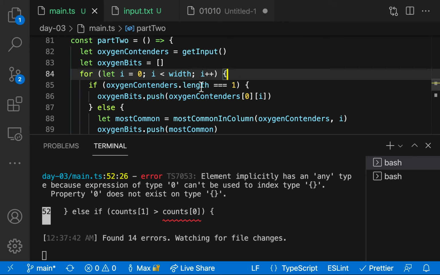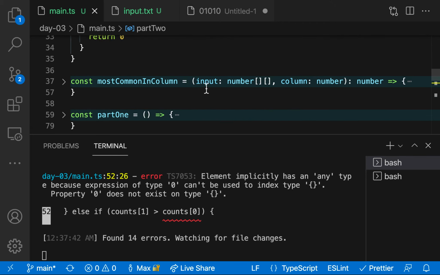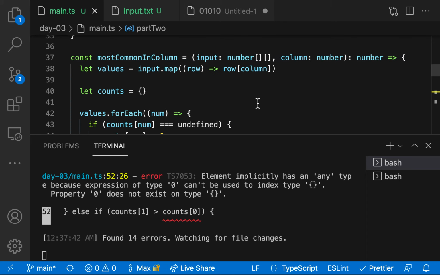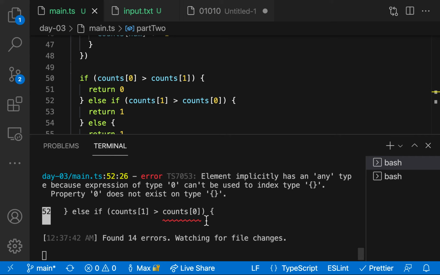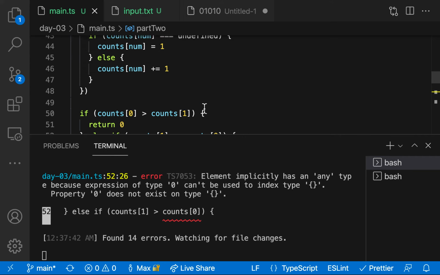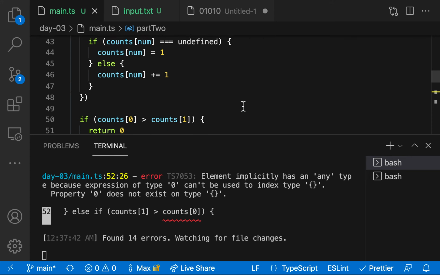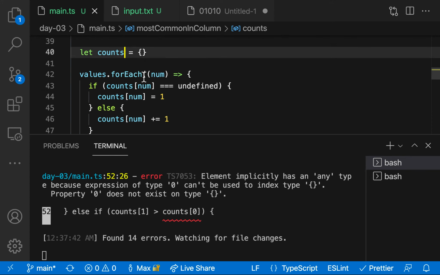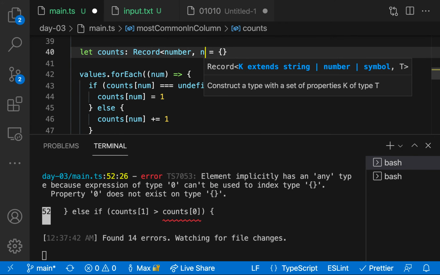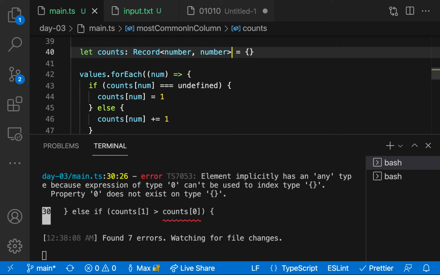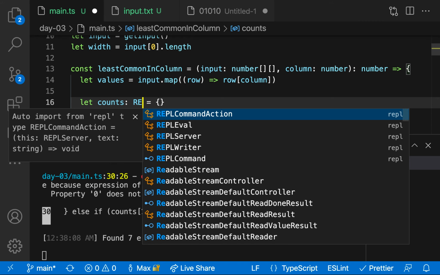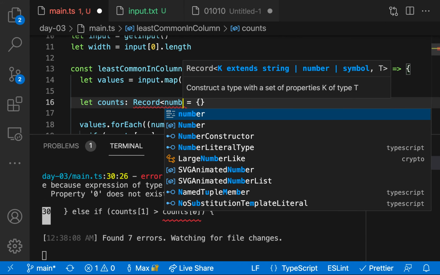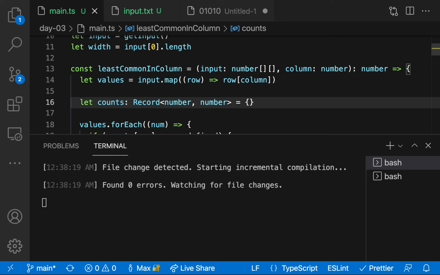All right. Let's just go bottom to top. Maybe there's a clue hidden in this. But right. So 52. Element implicitly has an any type because expression of type 0 cannot be used to index. Really? What about that? Now, probably the same thing over here. Okay. Record number. Sure. Okay, we're good now. Probably didn't make a difference.